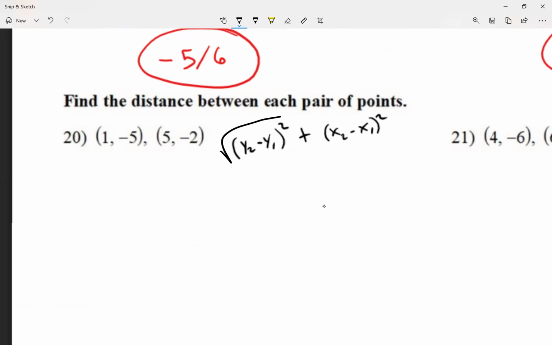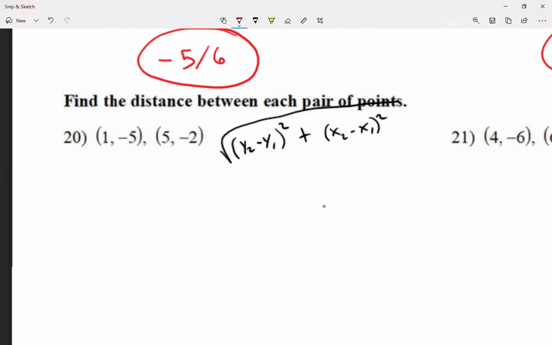And all this is inside a square root. You guys might have seen this formula. I'm pretty sure your algebra teacher covered this. But here's the formula, so I'm gonna use it. So I'm gonna go, okay, the y's.